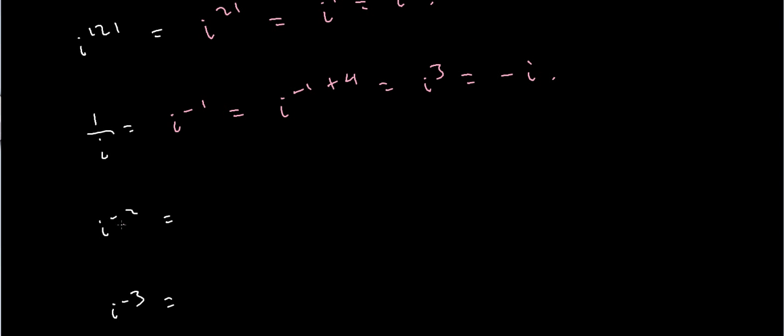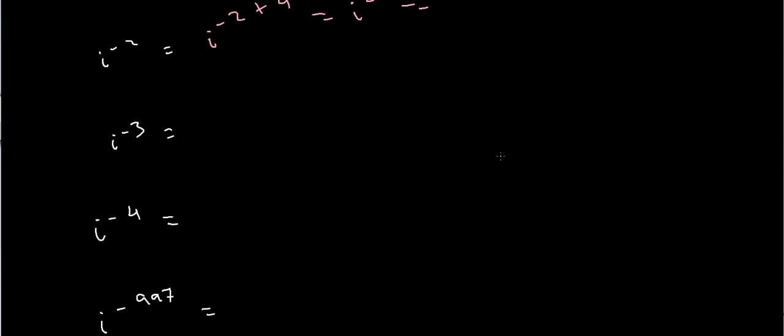So how about i to the minus 2? Well, i to the minus 2 is the same as i to the minus 2 plus 4 in the index. So that's the same as i squared, just adding 4 to minus 2. And i squared is minus 1. So i to the minus 2, or 1 over i squared, is minus 1. How about i to the minus 3? Well, i to the minus 3 is the same as i to the minus 3 plus 4, and that's the same as i. So i to the minus 3 is i. How about i to the minus 4? Well, i to the minus 4 is the same as i to the 0, which is the same as i to the 4, which is just 1.